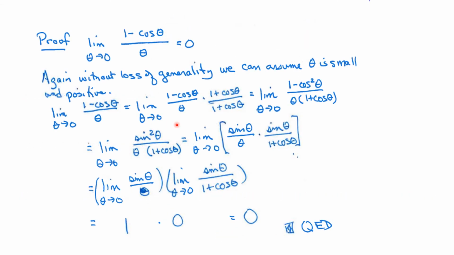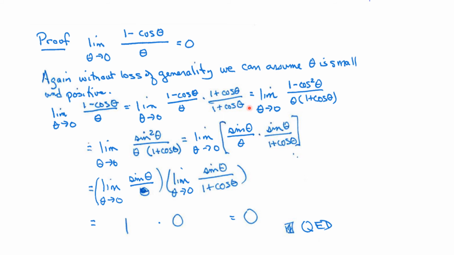I'm going to prove the second thing, and this is the statement of the second part of the theorem, and that is that the limit as theta goes to 0 of 1 minus cosine theta over theta is equal to 0. Well, again, without loss of generality, we can assume that theta is small and positive. So this limit we're trying to compute, theta goes to 0 of 1 minus cosine theta over theta, I'm again going to use a technique of multiplying all the way through by 1. That doesn't change the value. In this case, though, I'm going to be using 1 plus cosine theta over 1 plus cosine theta.